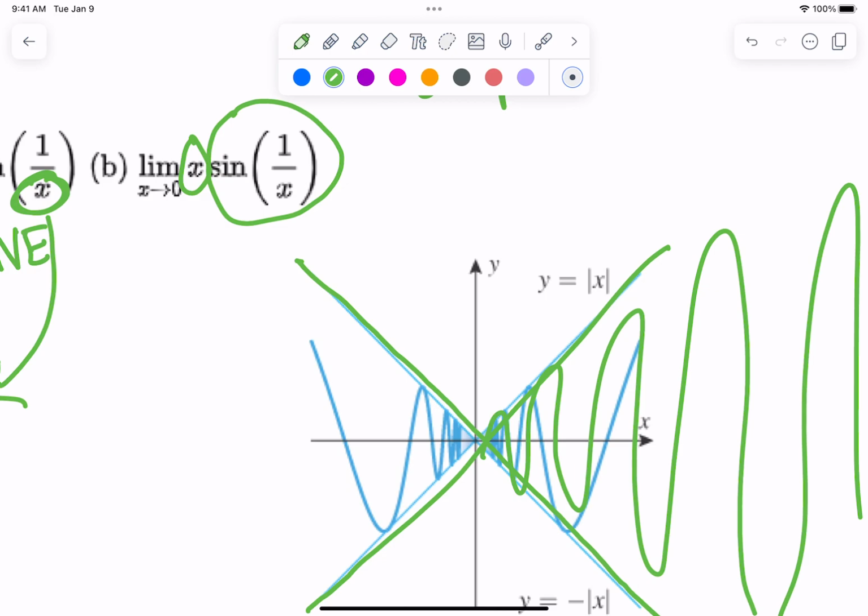As x gets towards 0, what is your y value going to approach? 0. It oscillates, but it gets smaller as it oscillates toward 0. So that one does have a limit of 0 by looking at the graph. It's moving toward the origin.